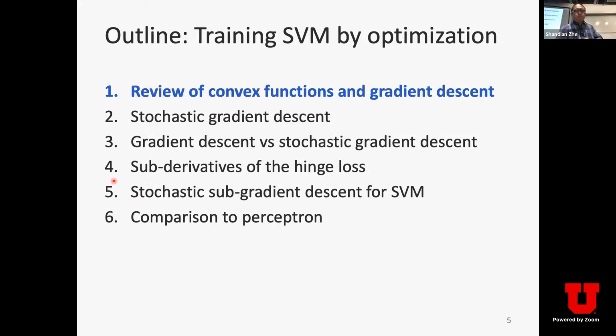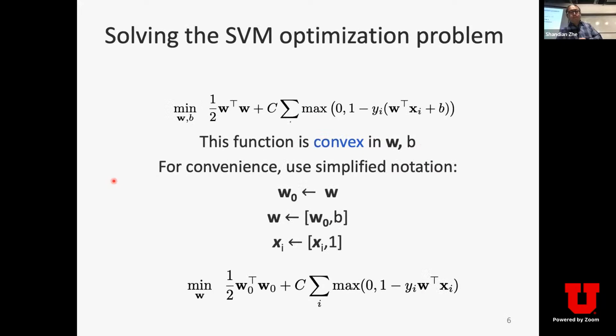Okay, let us first review convex functions and gradient descent. First, look at our SVM objective function. This function is convex in W and B, right? I will leave an exercise for you to show this. It's relatively straightforward. This function is convex in both W and B.